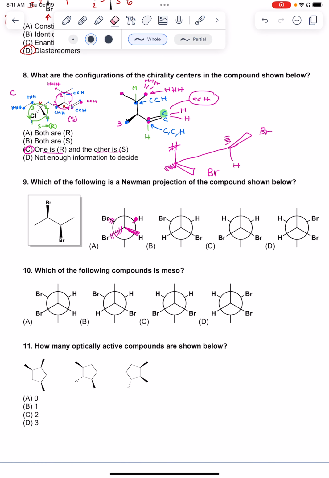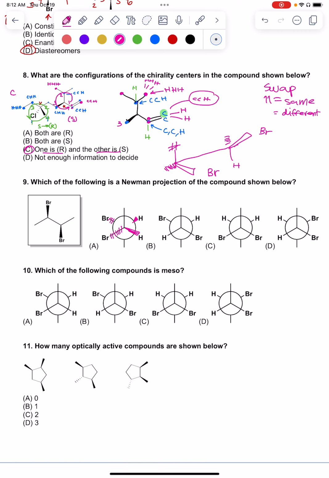I haven't changed the molecule. I've just moved things around. Remember that whole swap thing. If you swap twice, you have the same compound. If you swap once, then you've got different compounds. You've got the enantiomer. That's basically what I'm doing here.